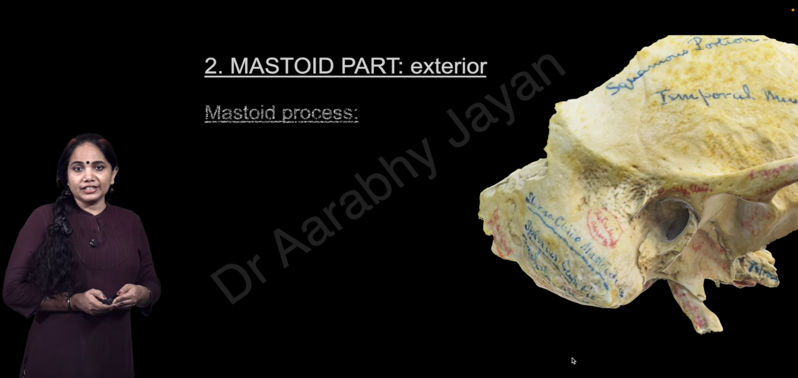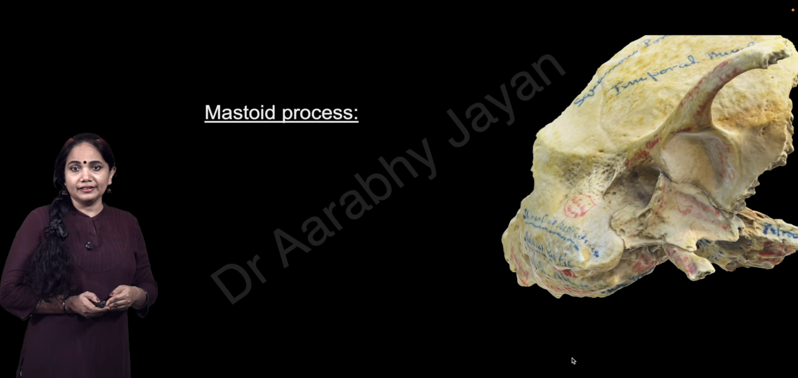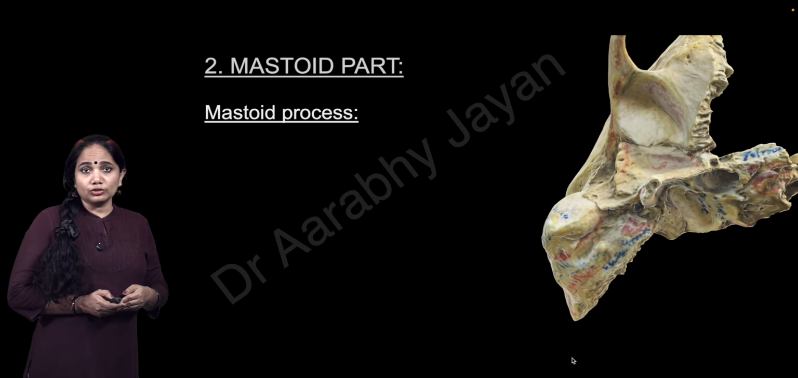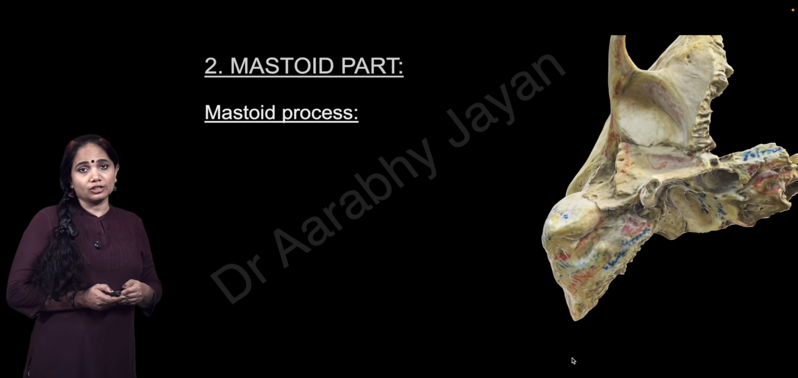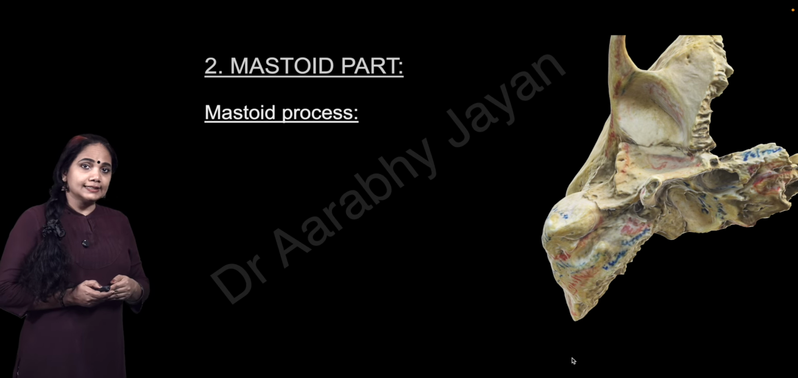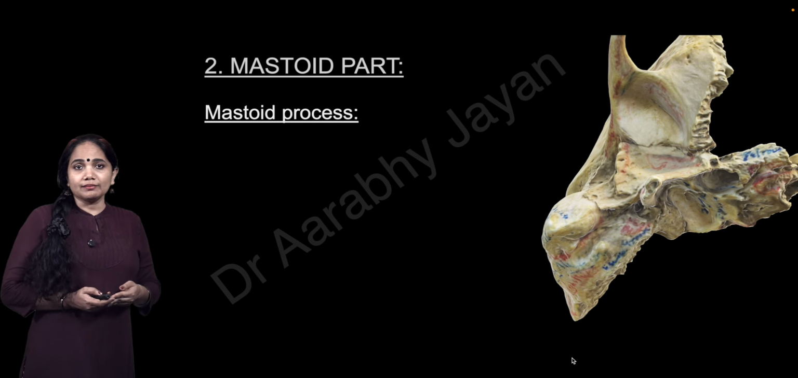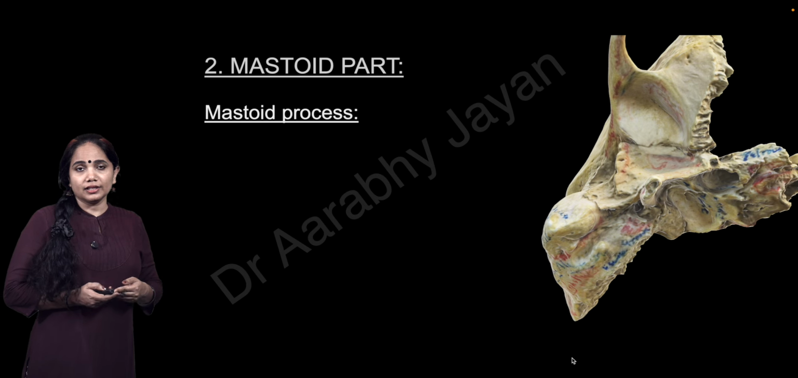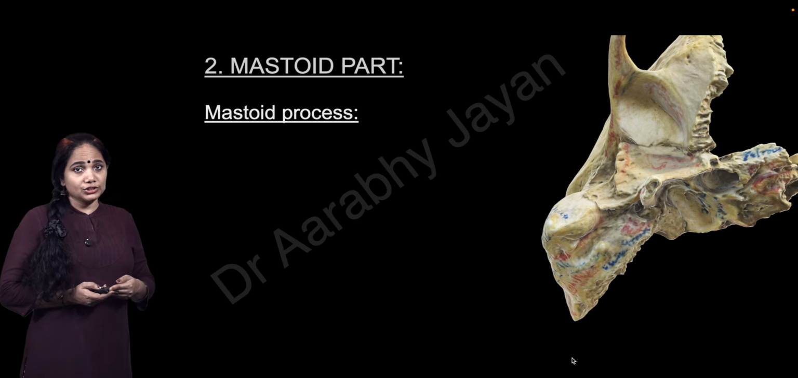Now let's go for the interior features. Before that, the mastoid process, which is located here. As you all know, the mastoid process is caused by the traction of the sternocleidomastoid, and therefore it starts appearing in a child only at around 2 years of age, when the strength of the neck muscles becomes stronger. The stronger neck muscles pull on the mastoid and cause the mastoid process to develop.